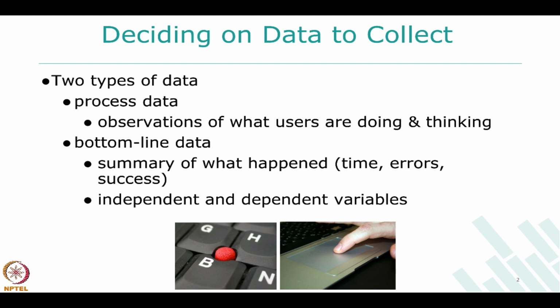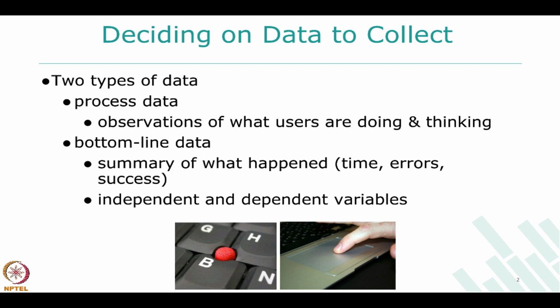While collecting data, two different types of data could be collected. One is the process data, one is the bottom line data. Process data is nothing but what users do and what users think. Bottom line data is the one which actually measures time, errors, success, false positives and false negatives that we have talked about, how much time it is taking for users to do something. All of this is bottom line data.